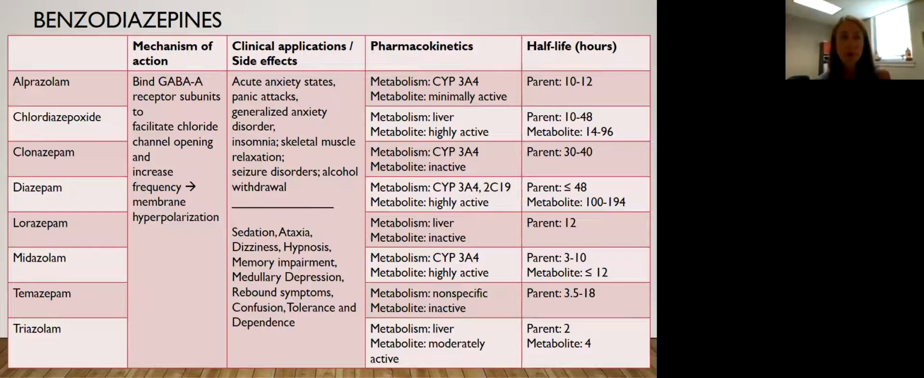If we contrast that with alprazolam at the top of the screen, its metabolite is minimally active, and the half-life of the parent compound is just 10 to 12 hours. So the ability of alprazolam to contribute to prolonged effects with respiratory depression, or even maybe unpredictable effects with respiratory depression when combined with an opioid, is probably less, just because we have such a better ability to determine and predict when the alprazolam has left the central nervous system as compared with diazepam.